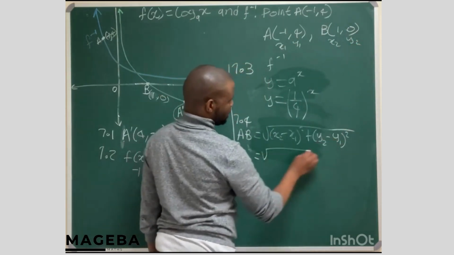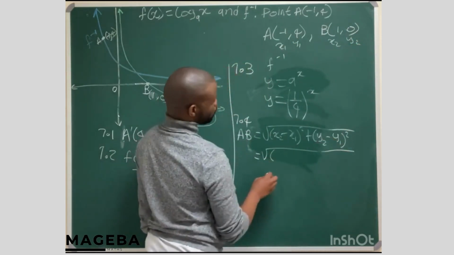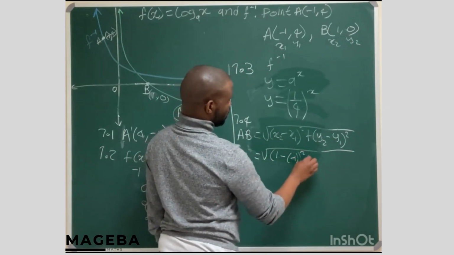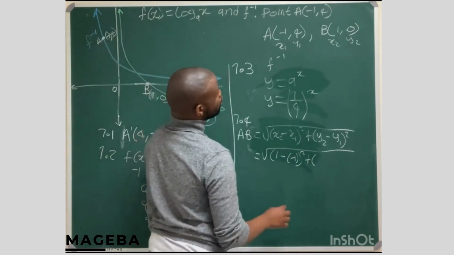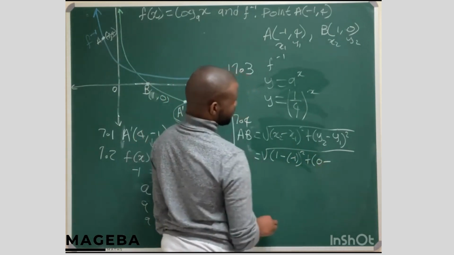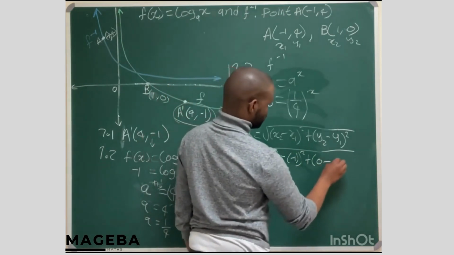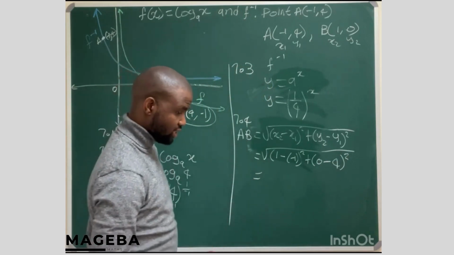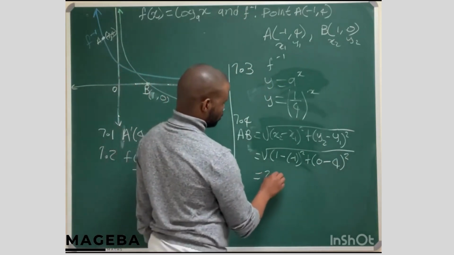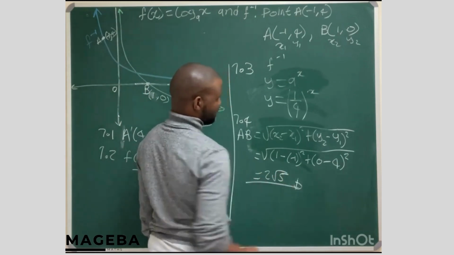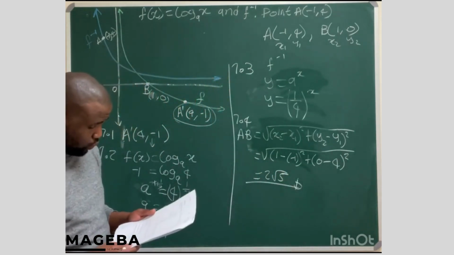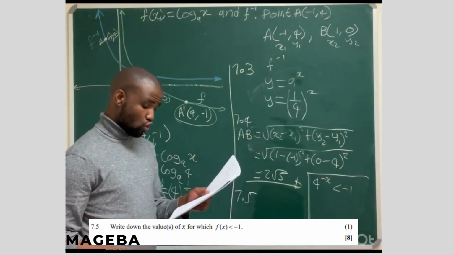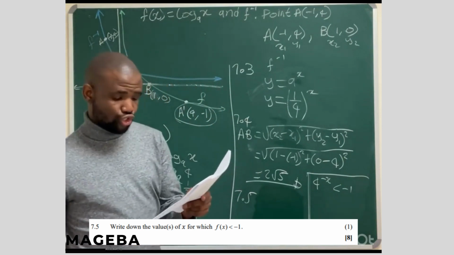Then I come back here, I substitute. My x2 is what? It's 1 minus (-1), and then all squared, and then plus my y2, it's what? It's 0, minus y1, it's what? It's 4, all squared. So you punch your calculator, the answer that you're going to get here is 2 square root of 5. This is the length of what? Of AB.